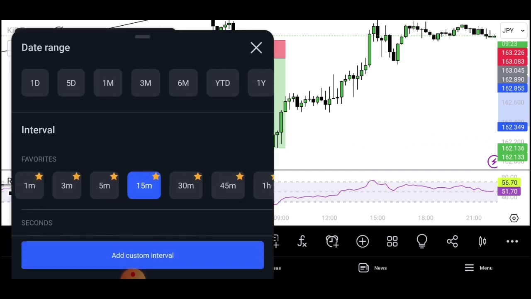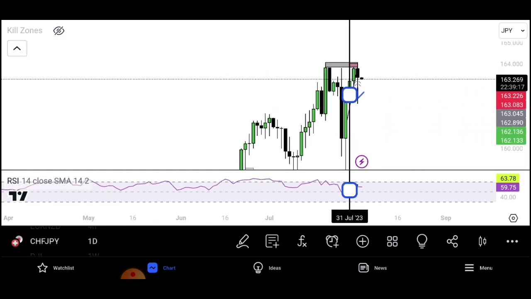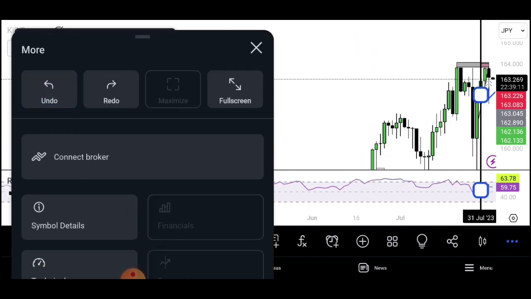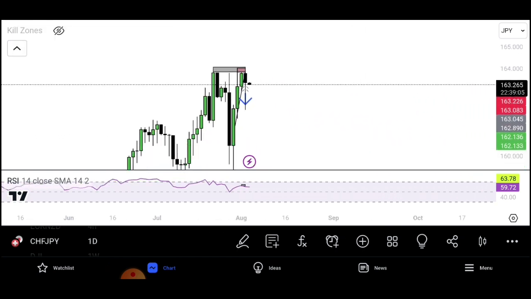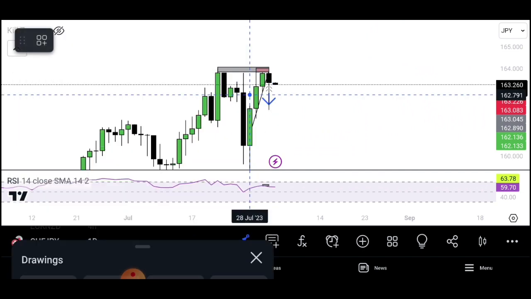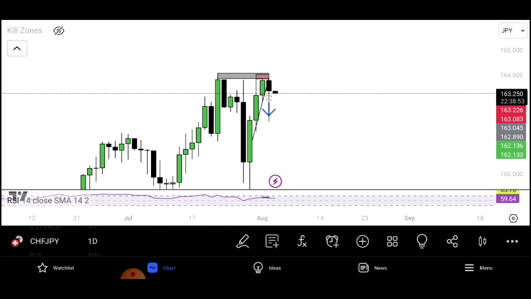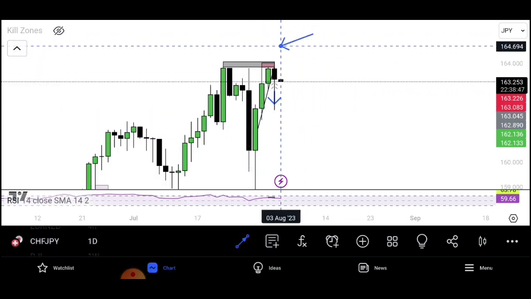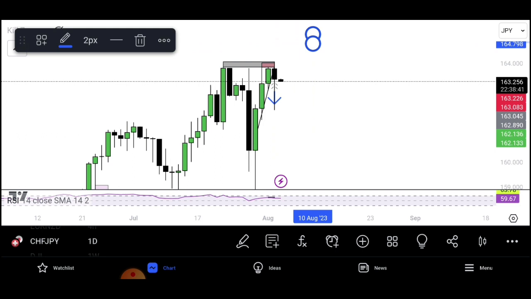On the daily, I was looking at the resistance area, right? You can see the resistance area right here. This is the resistance area, this zone right here. So that's the first part.